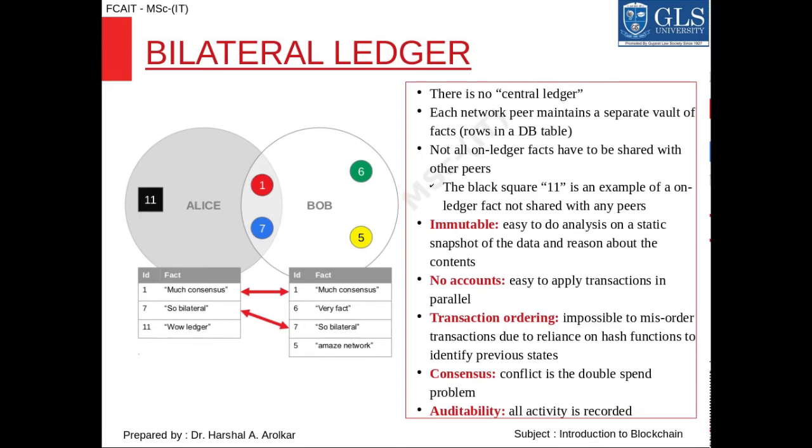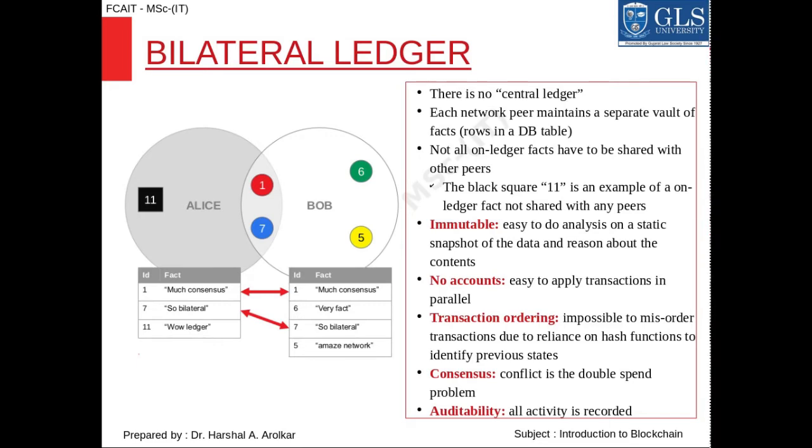Now if you look at the properties of this ledger, we can say it's immutable, because it is very easy to do analysis on any of the static data sets that are available to us, and we will get a single snapshot of it as and when required. No accounts, it's easy to apply transactions in parallel, so I don't have to do transactions in a sequential order, which we mentioned in the previous slide. The ordering of the transactions will never be missed because we are working with hashes. Unless and until we have a hash of the previous state, we will not be able to generate a new state.